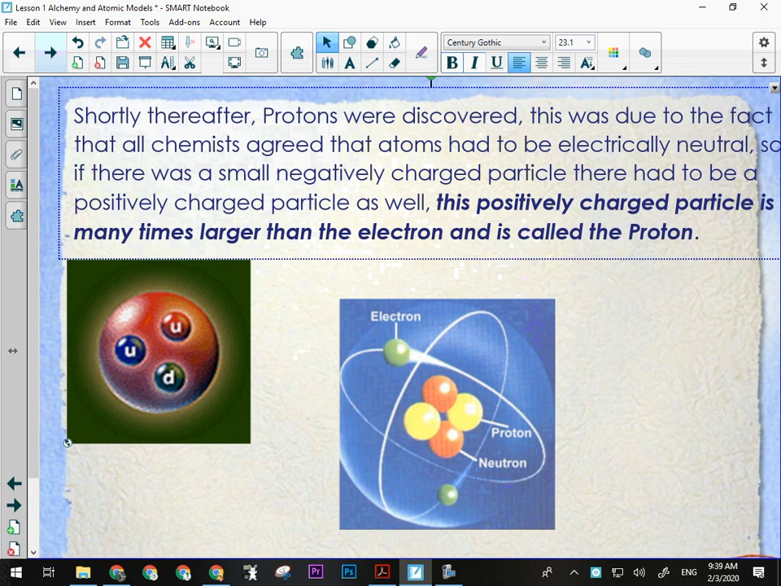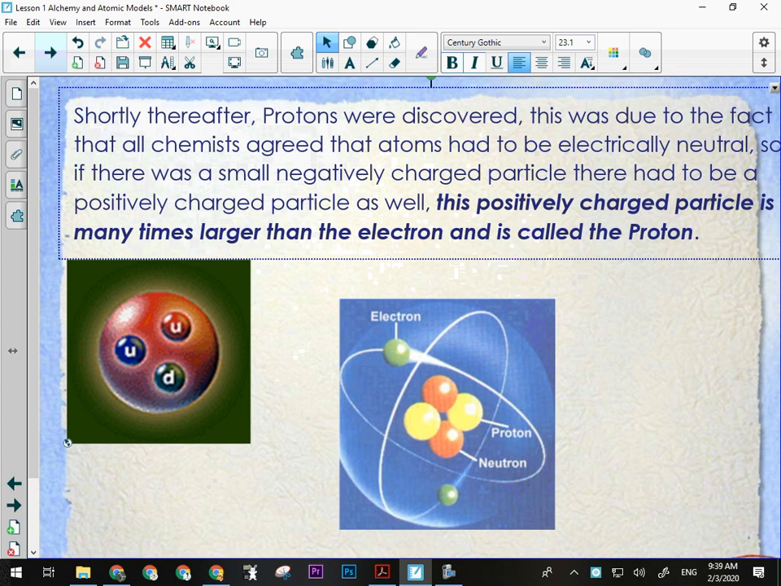So electrons had to be very, very small, very, very light. So they said there must be another particle in the atom that accounts for the extra mass, but it can't be charged, so it's neutral. So it's a neutron. I mean, the names of these make sense.